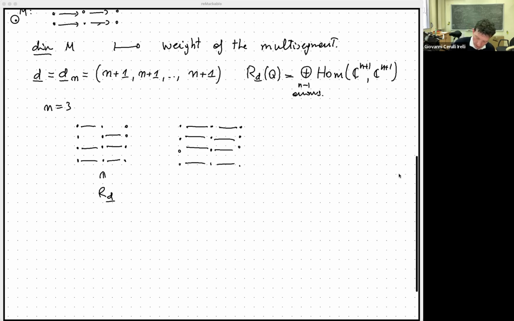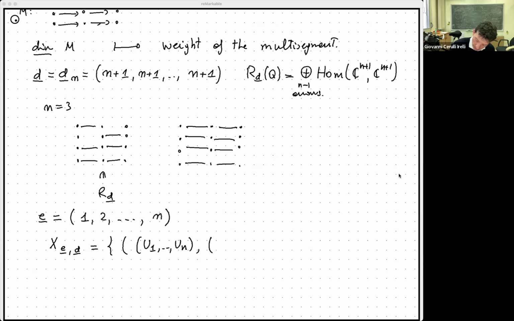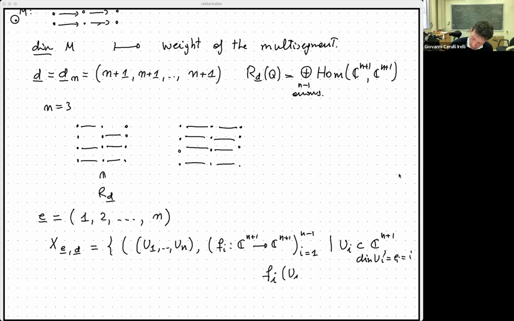Okay, and now I define the family that I'm interested in. I take E. So remember, D always denotes this dimension vector, and E will always denote this dimension vector. Okay, and then we consider the following variety, X_{E,D}, to be pairs U_1, ..., U_n, and then F_i from C^(n+1) to C^(n+1). So here i goes from 1 to n minus 1, and U_i is a vector subspace of C^(n+1) of dimension i, which is E_i. And the incidence condition is that F_i of U_i is contained in U_{i+1}. And then there is a projection map into R_D. We just take, say, (U, F) and send it to F. So that's the map that I defined in the first section.